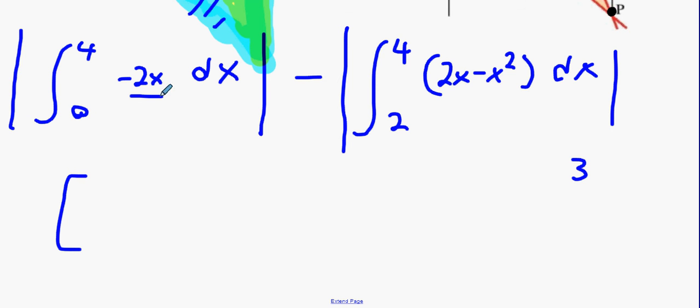Carol, when you integrate minus 2x from 4 to 0, right? Then after this then?